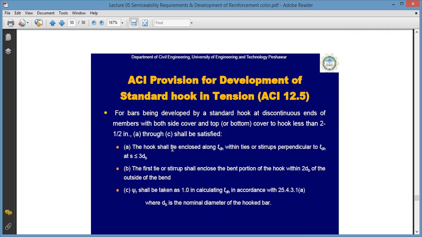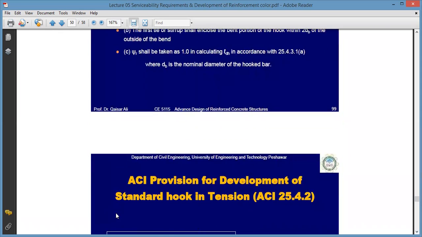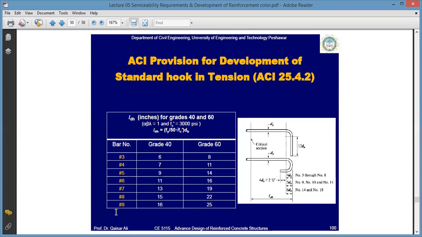First one is the hook shall be enclosed along this development length within ties or stirrups perpendicular to this. So these are the 3 conditions and they should be satisfied. Just see it by yourself. And here are some simplified values for grade 40 and grade 60. For hook length, if you're using number 3 bar under grade 40, it should be equal to 6 inch. And as the bar size increases, the hook length increases.